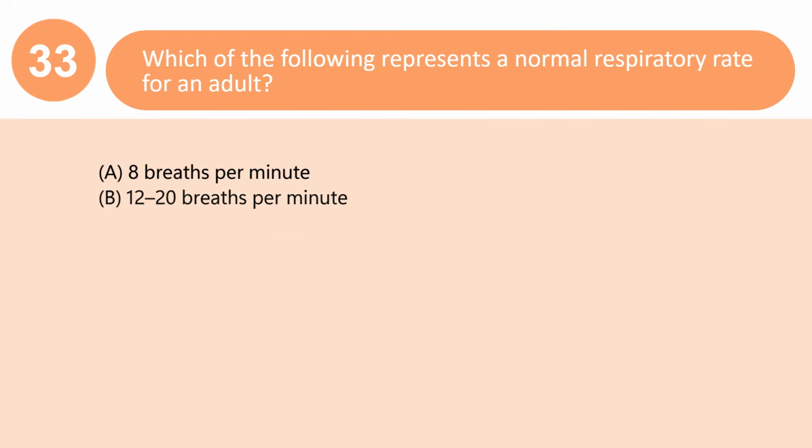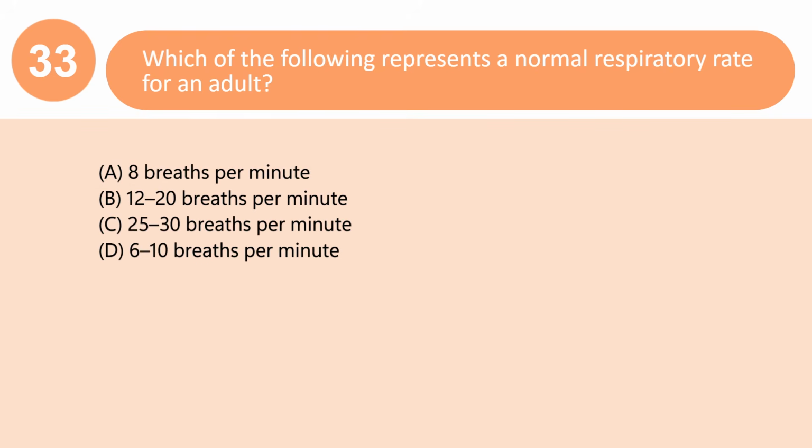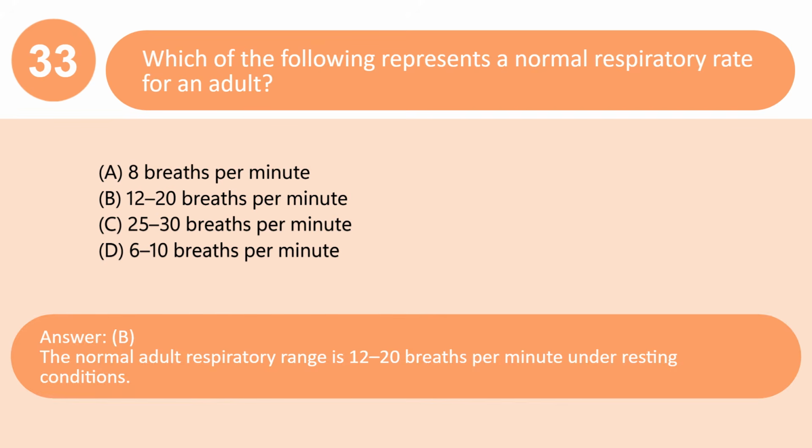Which of the following represents a normal respiratory rate for an adult? A. 8 breaths per minute, B. 12 to 20 breaths per minute, C. 25 to 30 breaths per minute, D. 6 to 10 breaths per minute. Answer: B. The normal adult respiratory range is 12 to 20 breaths per minute under resting conditions.